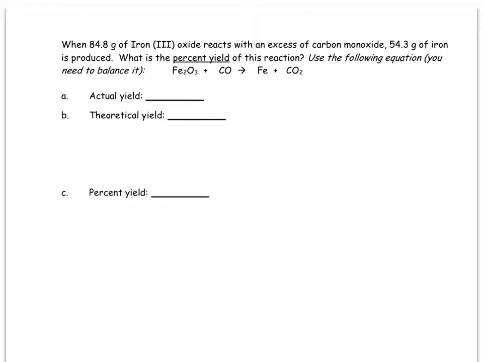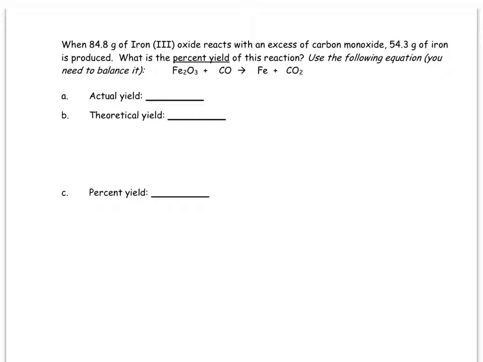Okay, in this problem, I'm going to show you how to solve for the percent yield. This problem can be found on your worksheet from the Friday before break, or maybe it was the Thursday before that. Anyways, it's called 11.4 percent yield, and this is the second problem on that page.